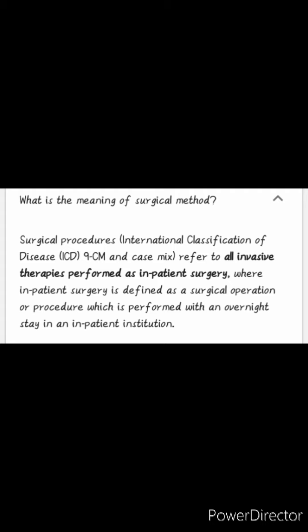It is a surgical procedure, referred to in the International Classification of Diseases as inpatient surgery, which is defined as a surgical operation or procedure performed with an overnight stay in the inpatient institution.